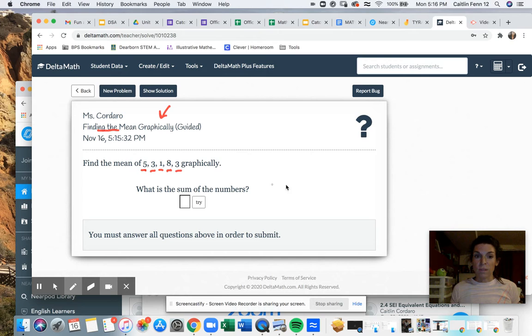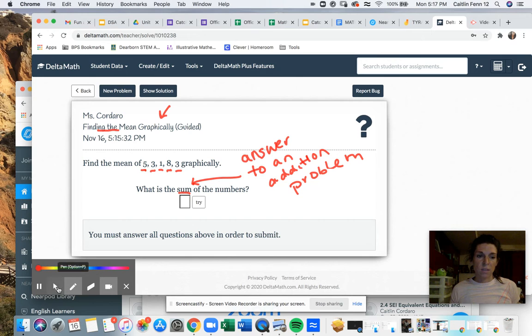The first step to find a mean is to find the sum of the numbers, to add them together. In some languages, soma means to add, so the sum is the answer to an addition problem. So the sum here, 5 plus 3 is 8 plus 1 is 9 plus 8 is 17 plus 3 is 20. So here we're going to put 20.